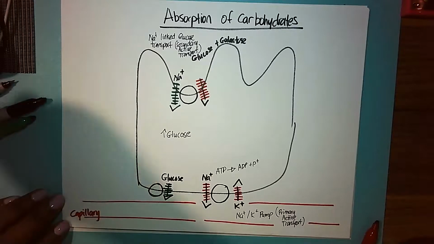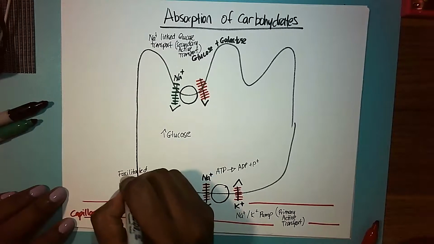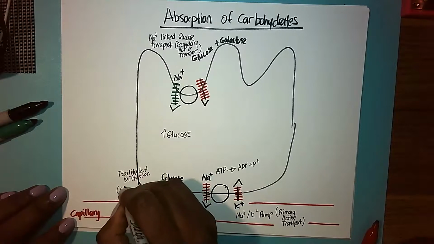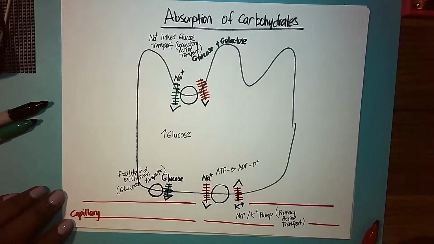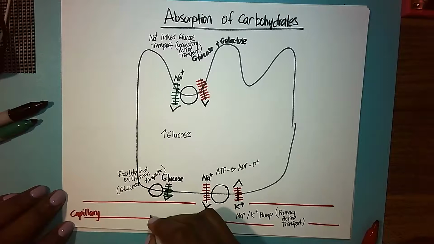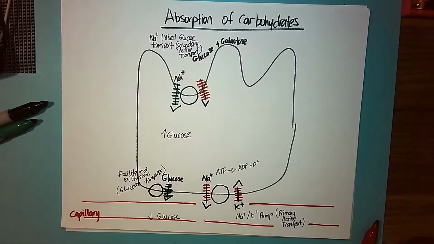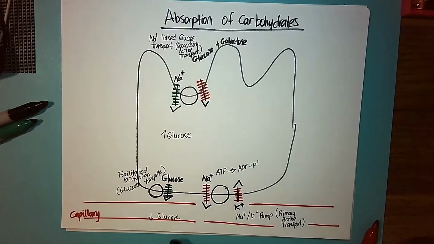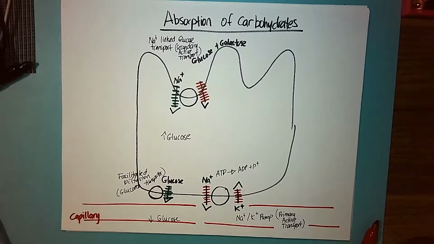Okay, so let's describe this second mechanism. This is going to be facilitated diffusion. Using a glucose transporter. Okay. And so the gradient here was that there's high glucose here, low glucose down here. And that is how we get that passive movement of glucose from the cell into the underlying capillary. Okay, so this is how we get glucose to move across the epithelial membrane, across the epithelial lining, and into the underlying capillaries of the small intestines.